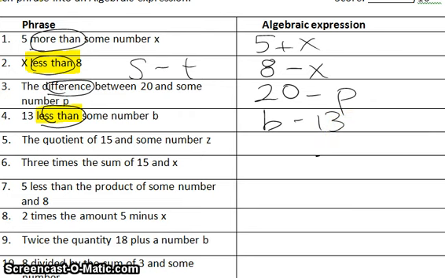Okay, number 5, the quotient of 15 and some number z. Quotient is our keyword, and it means to divide. So I'm going to write 15 and some number z.